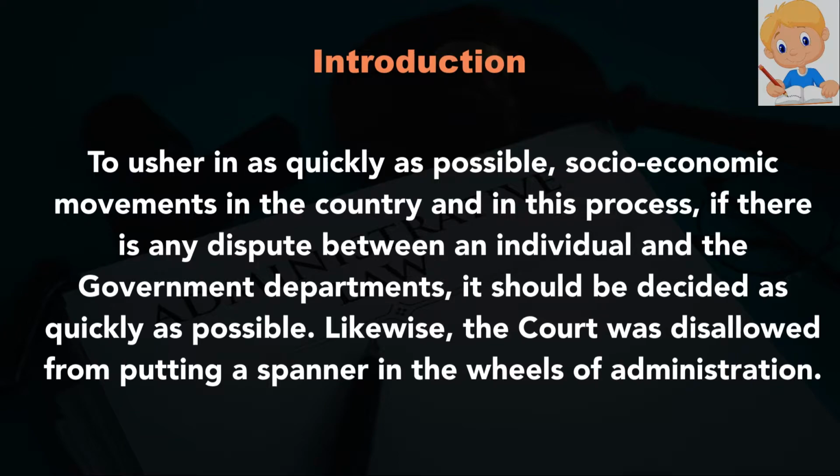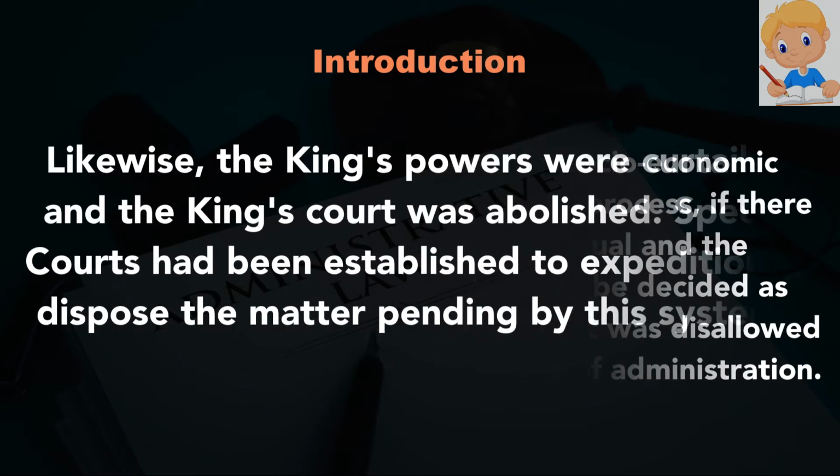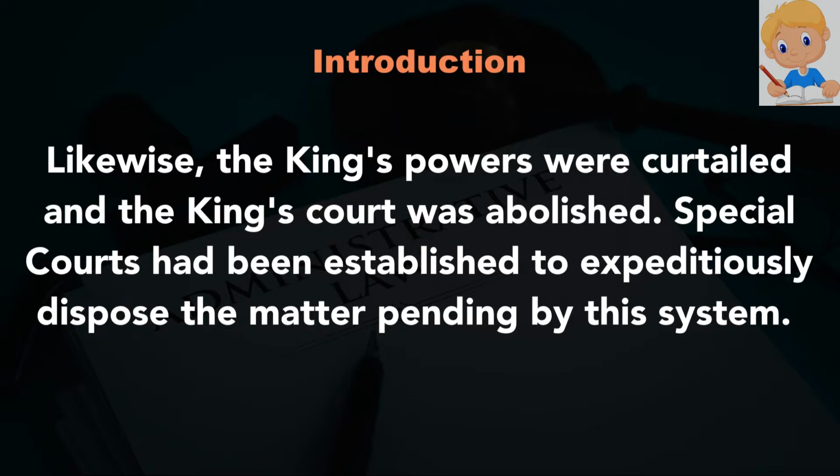and in this process, if there is any dispute between an individual and the government departments, it should be decided as quickly as possible. Likewise, the court was disallowed from putting a spanner in the wheels of administration. Okay, so the king's powers were curtailed and the king's court was almost abolished. Okay, and it was done by whom? By Napoleon. Okay, the special courts, instead of king's court, the special courts had been established to expeditiously dispose the matter pending by this system.